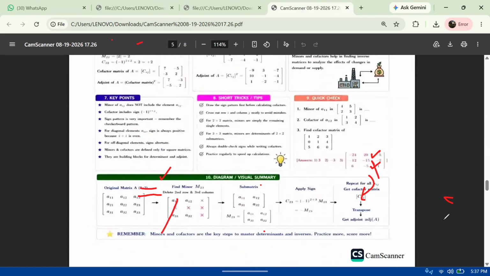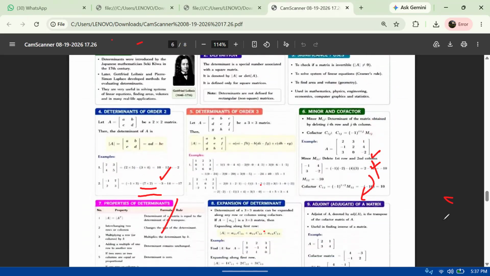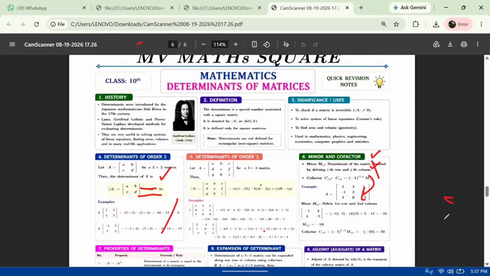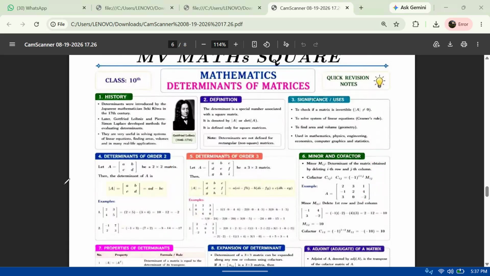So in order to start the determinant of a matrix, this is the determinant of a matrix of 3 by 3 as well as 2 by 2. For a 2 by 2 matrix, the method of determinant is very easy. Like you have this matrix 1, 2, 3, 4. You write A determinant equal to this A, 1, 2, 3, 4.